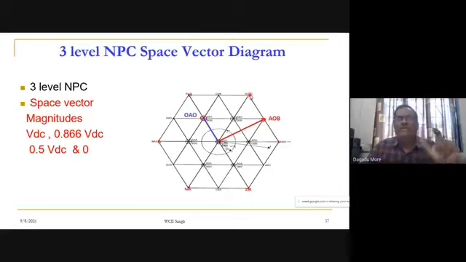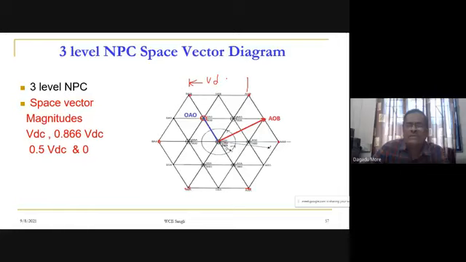You can divide the DC link VDC into 2. If it is a 5-level, what we have to do? We have to divide the DC link into 4 equal parts and make the diagram. So making the diagram for a space vector is very simple. For 3-level, this DC voltage you have to divide into 2. Otherwise, I will show it here once again. So what will be the voltage magnitude? Each side of the hexagon will be equal to VDC.